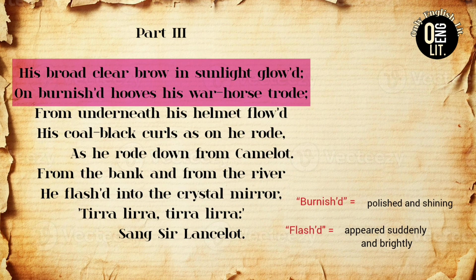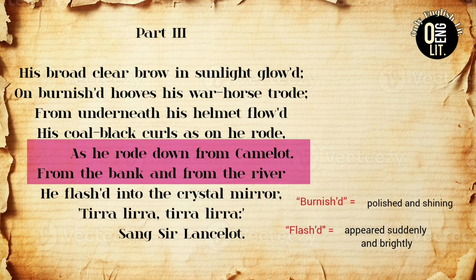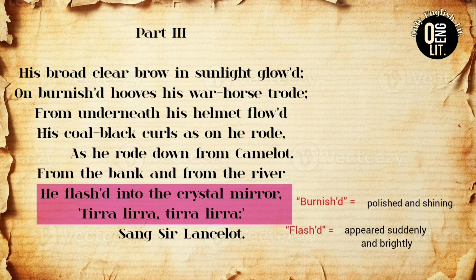His clear forehead glimmered under the broad daylight. His horse walks forward with shiny strong hooves. From under his helmet his coal black curled hair flows. His image from the bank of the river reflected on the lady's crystal mirror as he sang to himself the Tirra Lirra song.